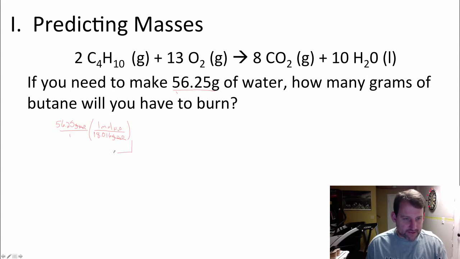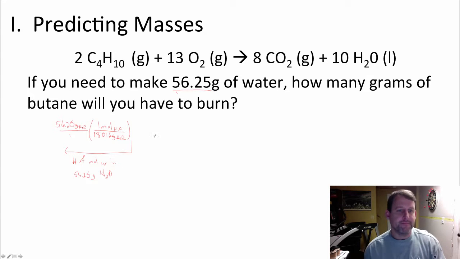And now the meaning of this first step. This is the number of moles of H2O in 56.25 grams of H2O. Pen's getting worse again. All right. So my next step, now that I know how many H2Os, I know that for every 10 H2Os I make, I've got to use up 2 of these. So on my next fraction, I'm going to put my moles of H2O on bottom because they're on top here.